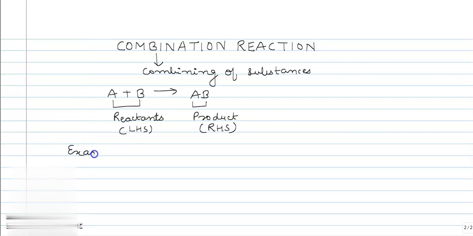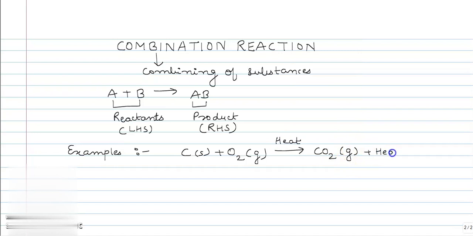So let's move on to examples so that you have a clearer picture about combination reaction. Initially carbon, which is a solid. Whatever I write here in brackets is the physical state, which tells you in which form a given reactant or product is present: solid, liquid, gas, or aqueous. This is reacting with O2, which is oxygen, a gas. Also here some heat is provided. It is combining together to form carbon dioxide gas, plus a little amount of heat is liberated.